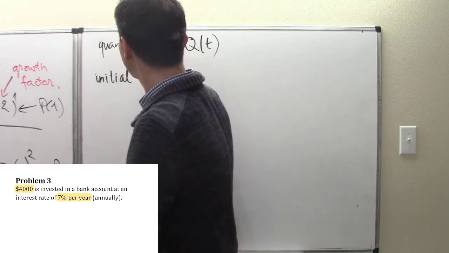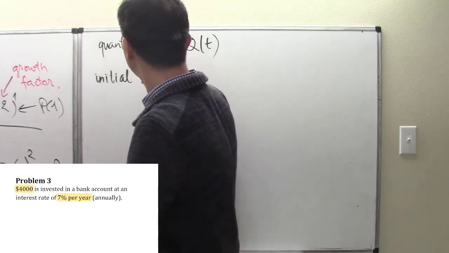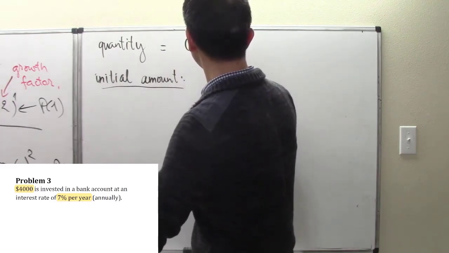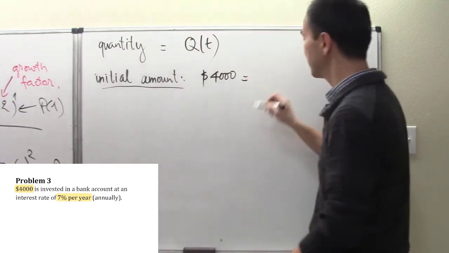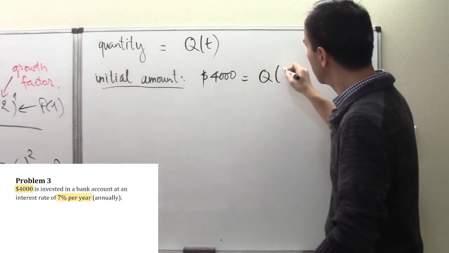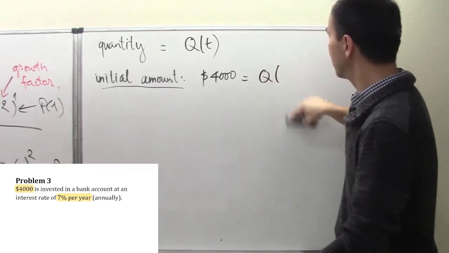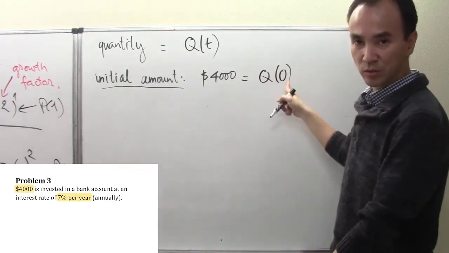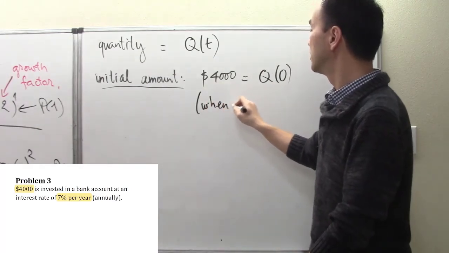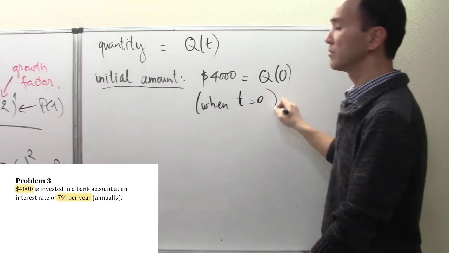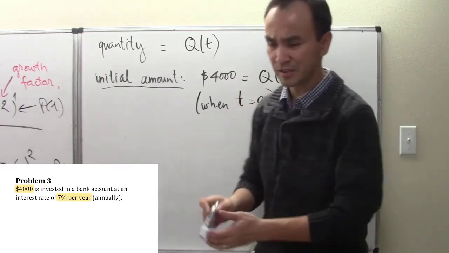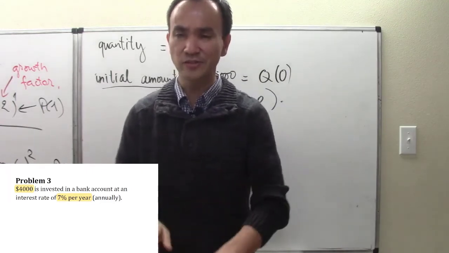Okay, let the initial amount be 4,000. This is the same as Q of 0 right here, because this is when t equals 0. So how do I know that 4,000 is the initial amount right here?